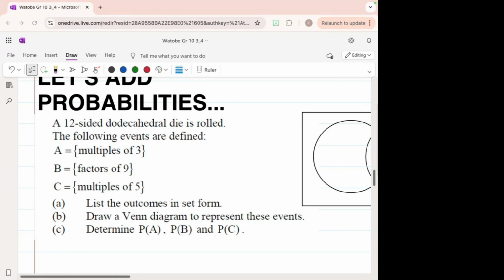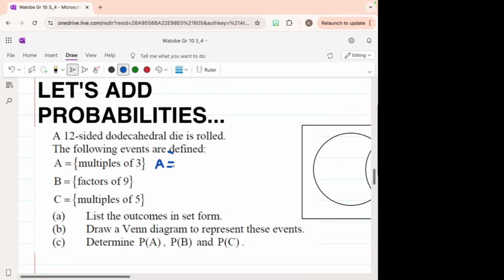All right. So if I'm looking to list the outcomes in set form, well then A is going to be equal to the multiples of 3 that would appear on a dodecahedral. So I've got 3, 6, 9, 12. How do I know I'm only going up to 12? Because there's only 12 sides.